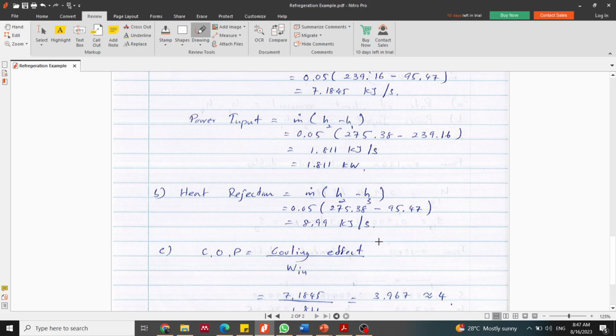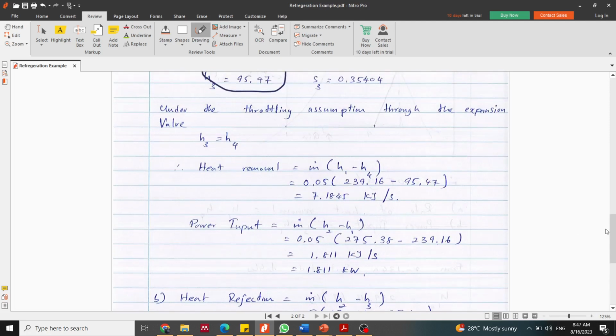So that is there. Part A is okay, right? Heat removal from the space is 7.1845. Power input is 1.811 kilojoule per second, that means kilowatt, right?